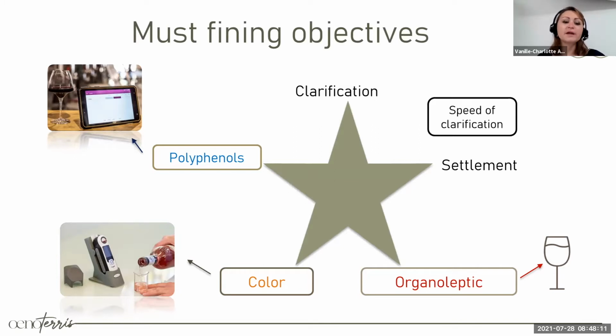So we're going to mainly focus right now on polyphenols and organoleptic and color, but I really want you to keep in mind that there is no right or wrong fining, and it's just about the objectives that you use. So make sure you define one or two objectives that are the main objectives you want to meet, because there is no perfect fining agent, and every fining agent is going to react differently according to the matrix, but also to its own properties.